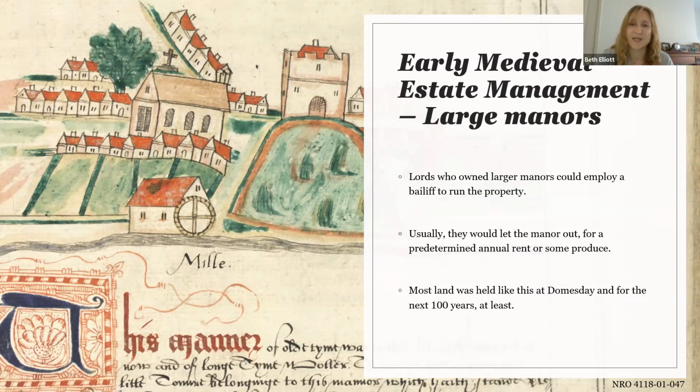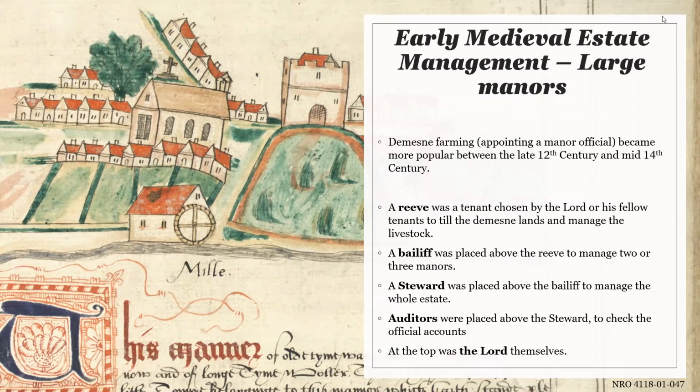Around the same time, if we're thinking about large manors, a lord could employ a bailiff to run the property, and this is quite common because it may be quite a large bit of land. Usually they might let out the manor as well for a predetermined annual rent or some produce. So these are all things that you may be able to find on some of the documents. And you find that most land was held like this at Doomsday and for the next 100 years at least.